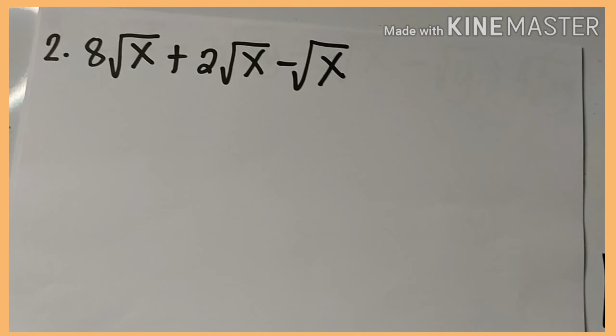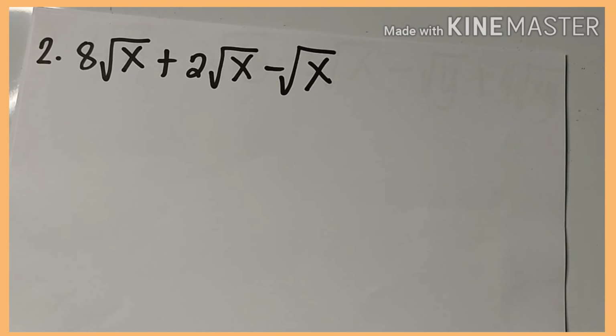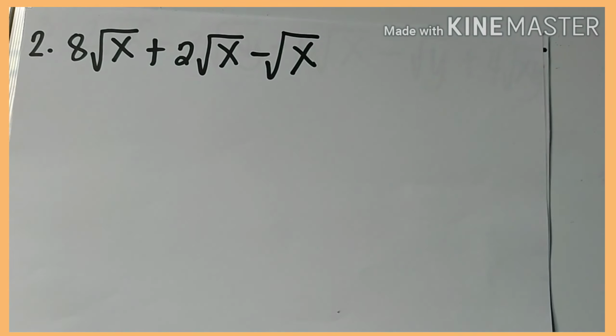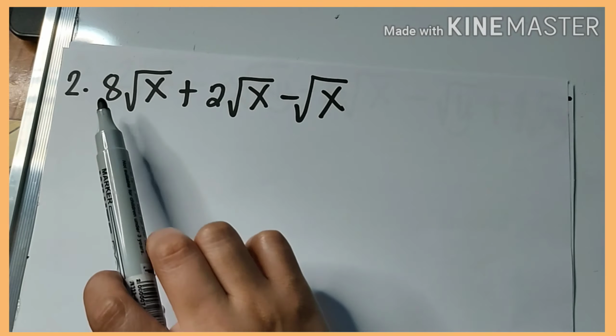So what do you think, is this expression like radicals or not? From here, what we're going to do is collect those numerical coefficients. So we have 8, 2, and 1, so it means negative 1. So let's go here.